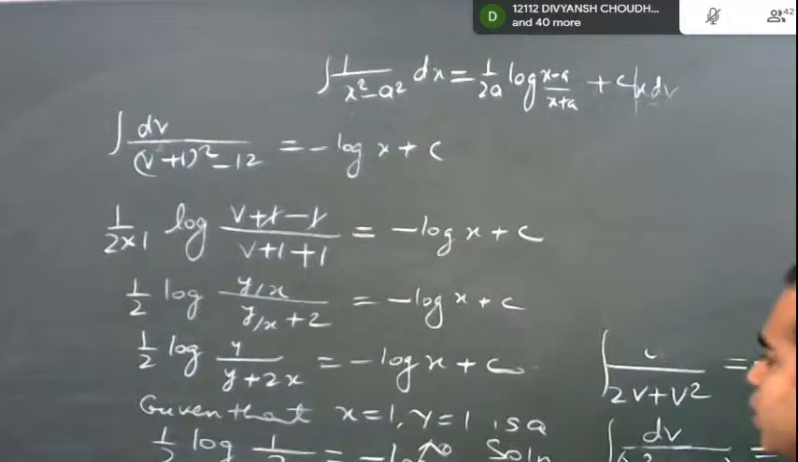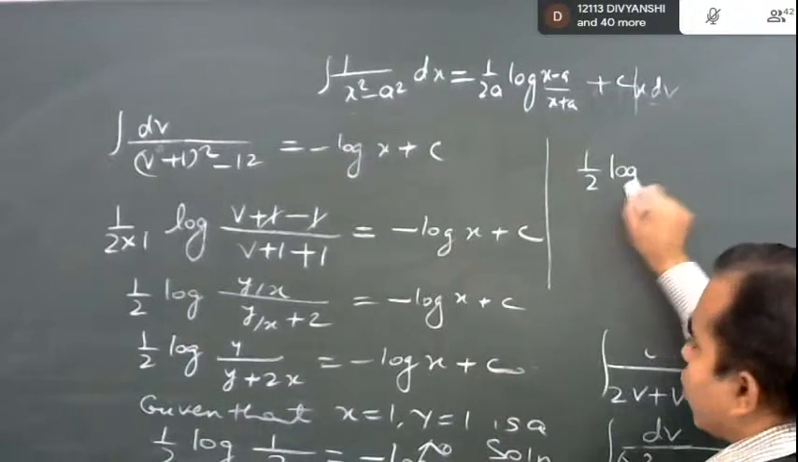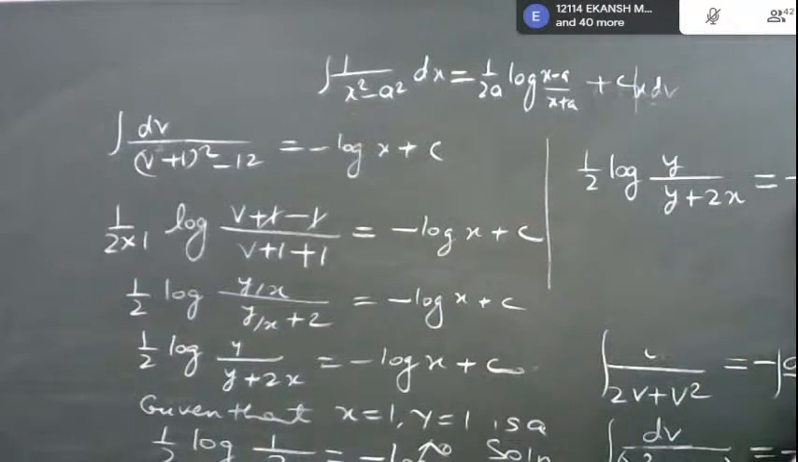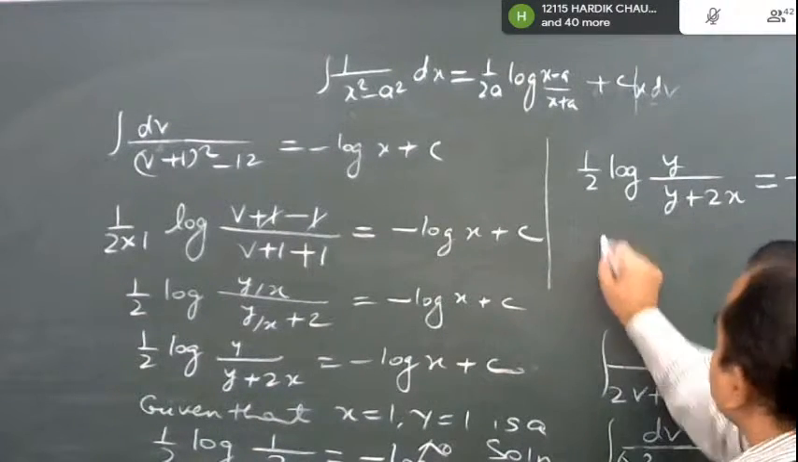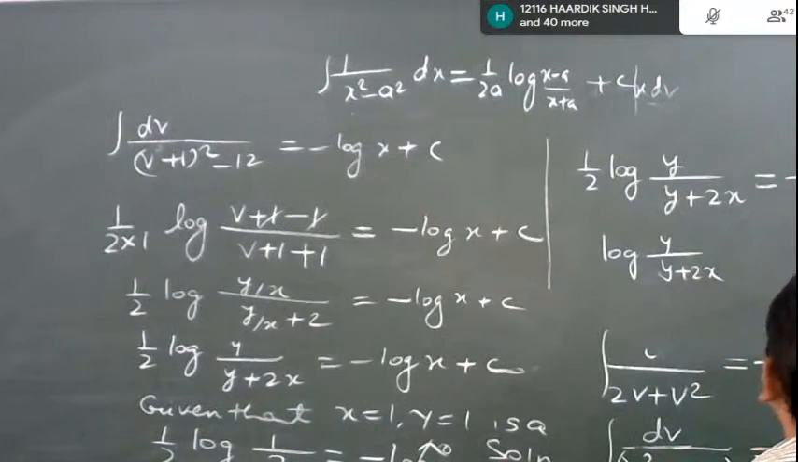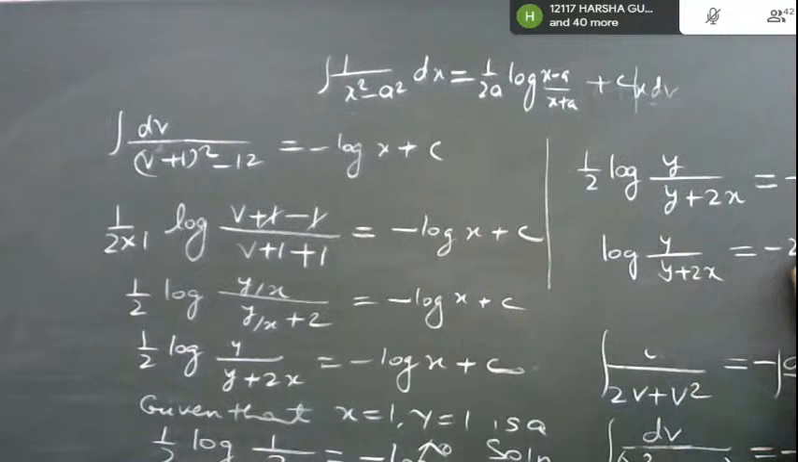My final answer is half log y upon y plus 2x equal to minus log x plus half log 1 upon 3. I can multiply with the 2 and this will become log y upon y plus 2x equal to minus 2 log x plus log 1 by 3.